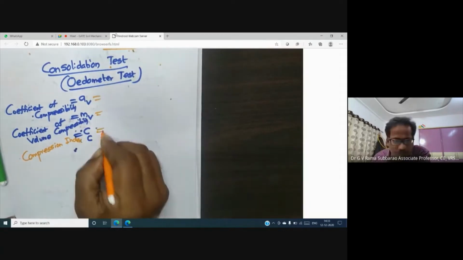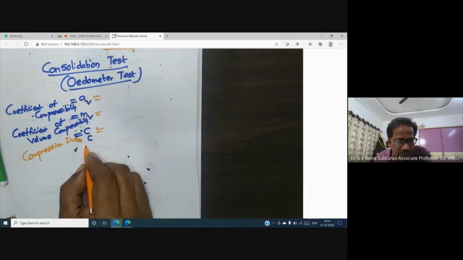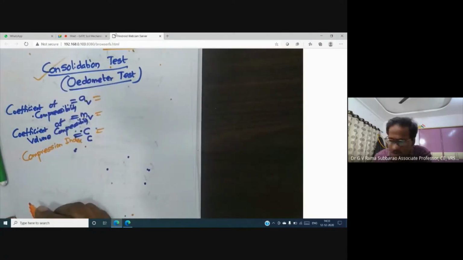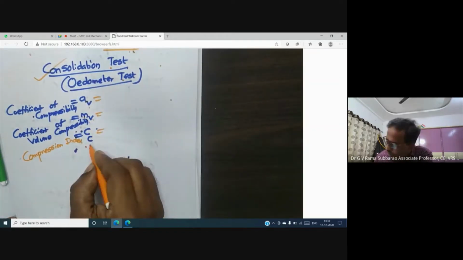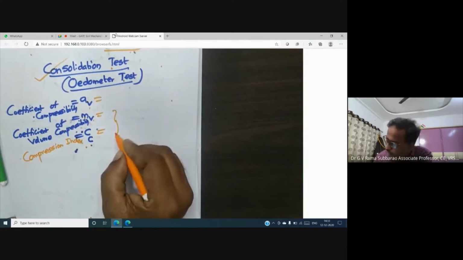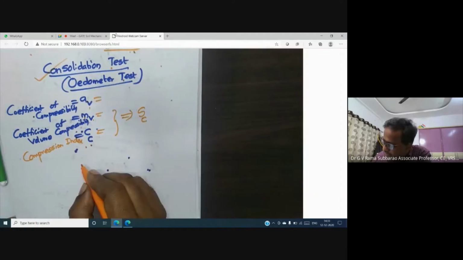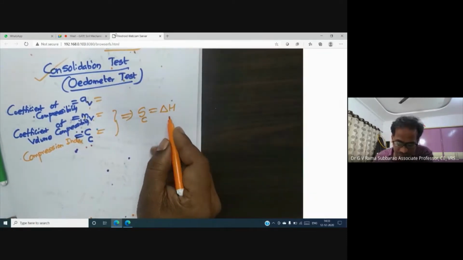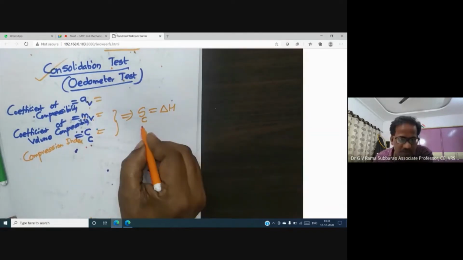So if you want these parameters, AV, MV, CC, we should conduct the consolidation test. Once you conduct this test, you can get AV, MV, CC. Once you know MV and CC, we can calculate SC, nothing but delta H, change in thickness. In simple language, we can call it consolidation settlement.